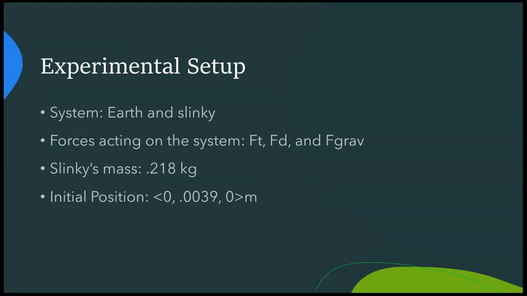In this experiment, we'll consider the Earth and the slinky as the system. The forces acting on the system include the tension, the drag, and the gravitational force. The mass of the slinky is calculated to be 0.218 kilograms, and the initial position of the slinky is 0.0039 meters above the ground.